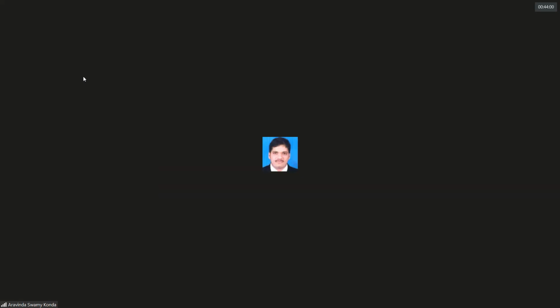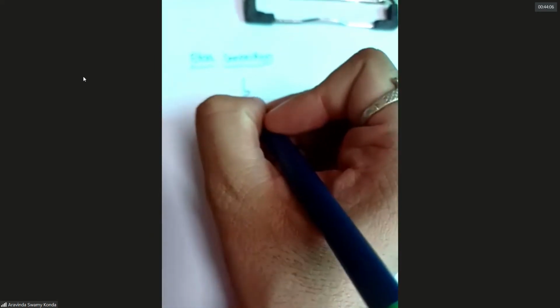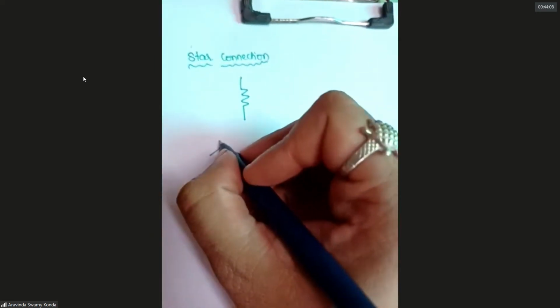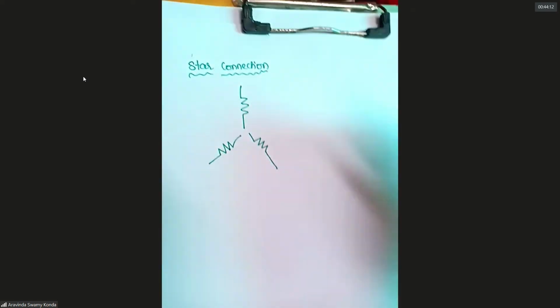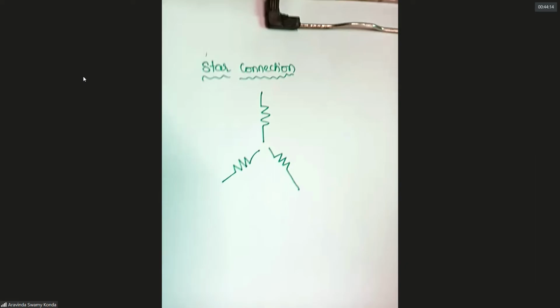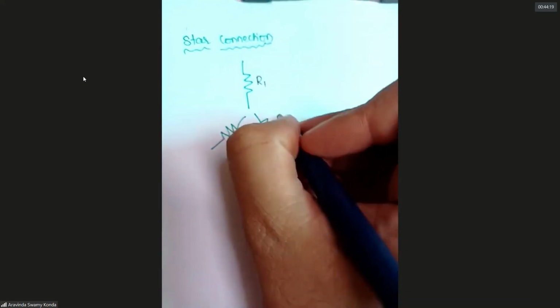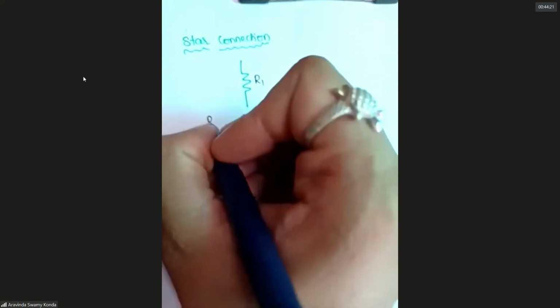So I will tell about what is the star connection and what is the delta connection. When you are saying this is star and when you are saying that is delta. So take 3 resistors. Okay, so this is the first resistor R1, second resistor R2, third resistor R3.